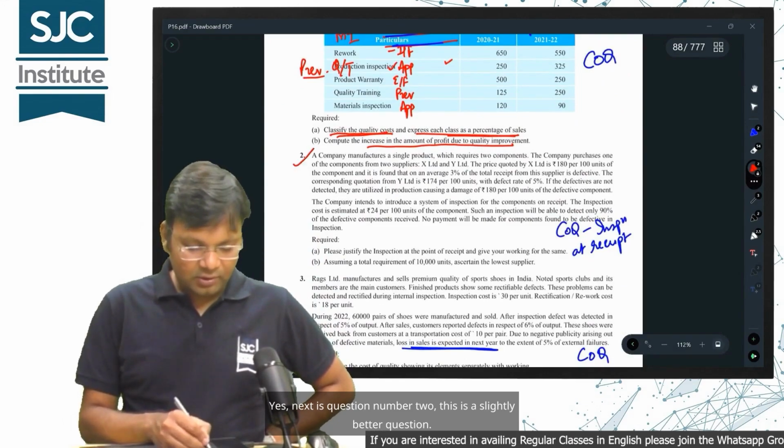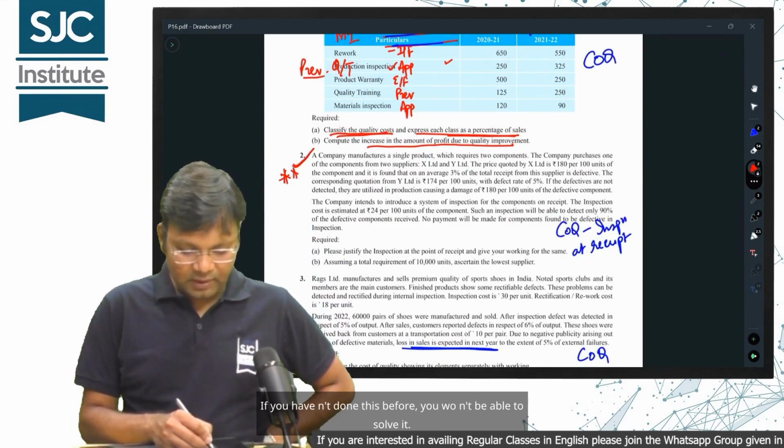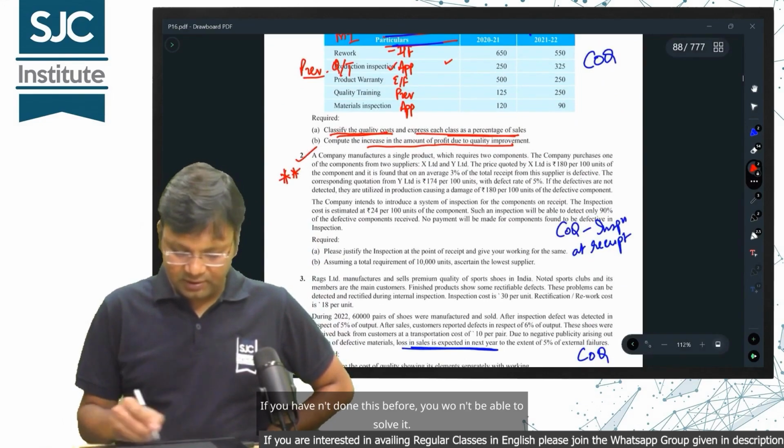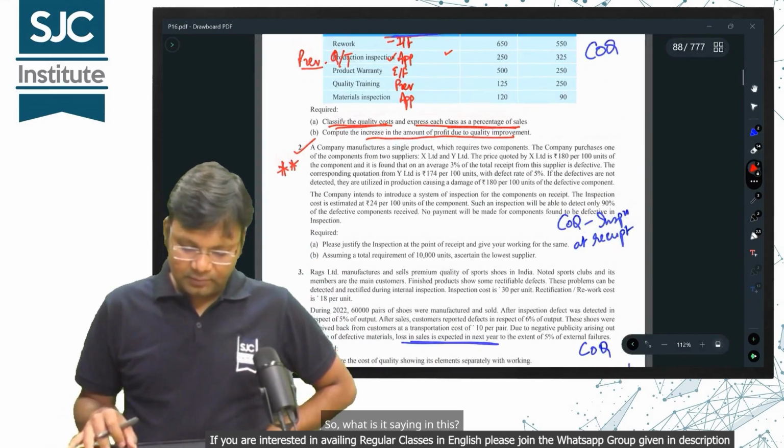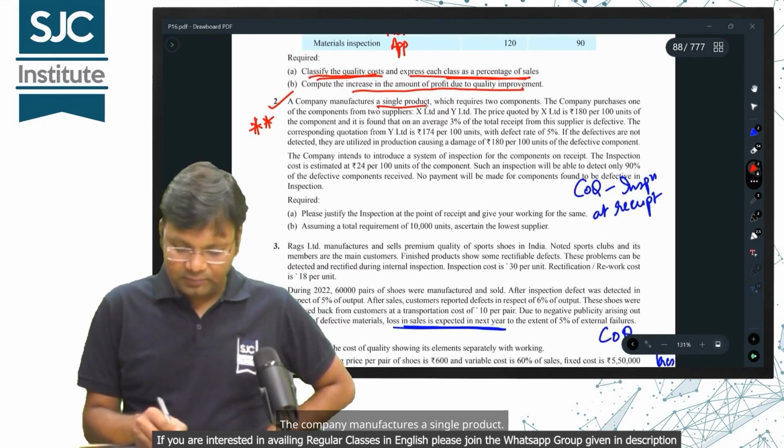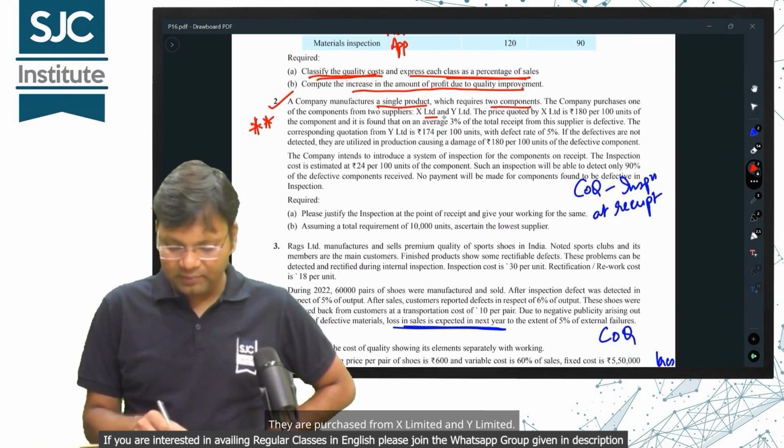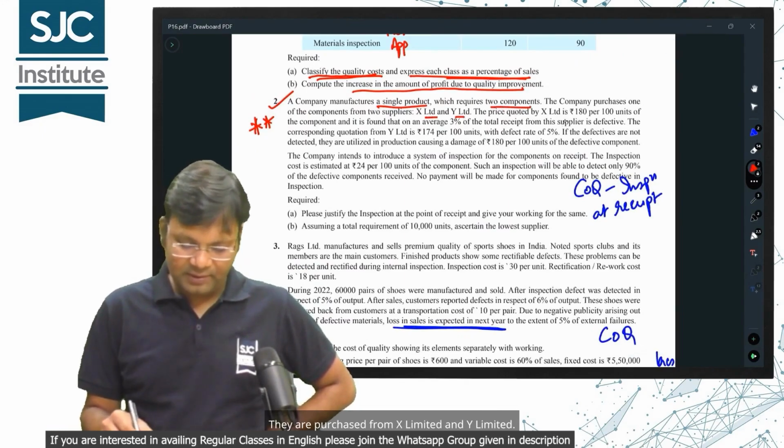Yes, next is question number 2. This is a slightly harder question. If you haven't done this before, you won't be able to solve it. So, what is it saying in this? The company manufactures a single product. Alright, it requires 2 components. They are purchased from X Limited and Y Limited.